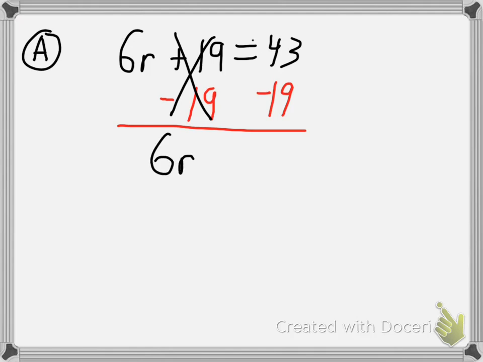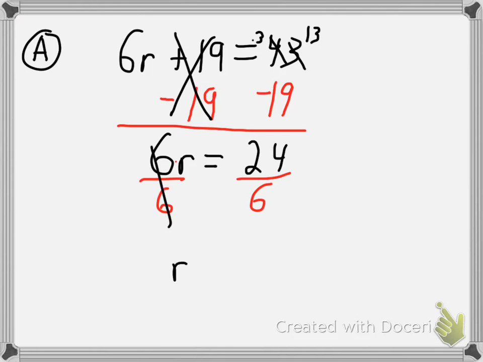I'm left with 6r equals, and then 43 minus 19. I have to borrow: 13 minus 9 is 4, 3 minus 1 is 2. Now from here I have 6r equals 24, or 6 times r equals 24, which is multiplication. I need to do the inverse, which is divide. So I'm going to divide by 6 on both sides. 6 divided by 6 cancels out. I'm just left with r equals, and then 24 divided by 6 is 4.